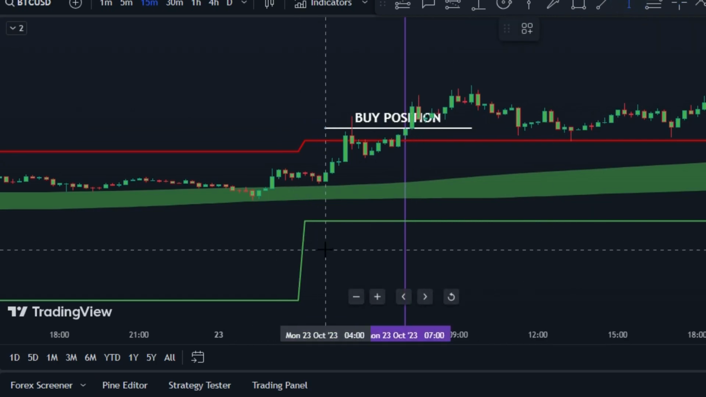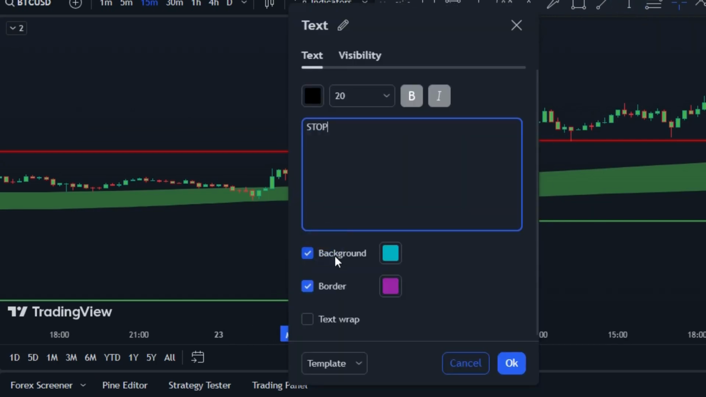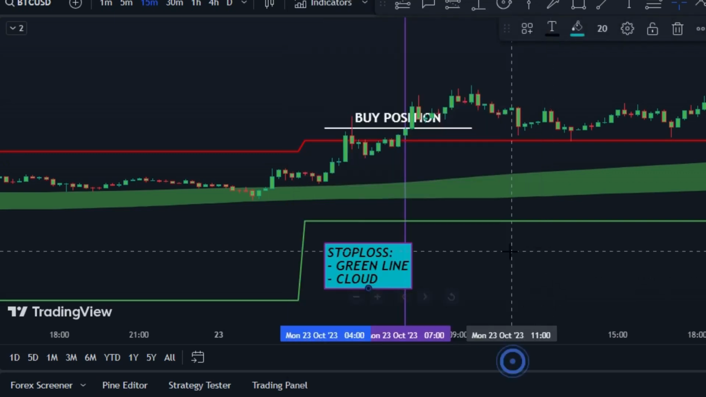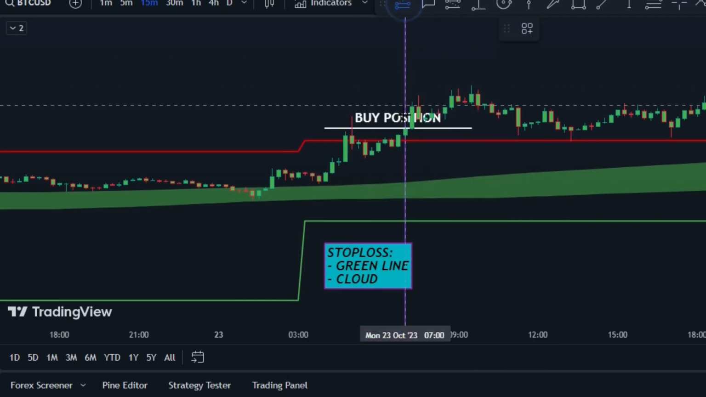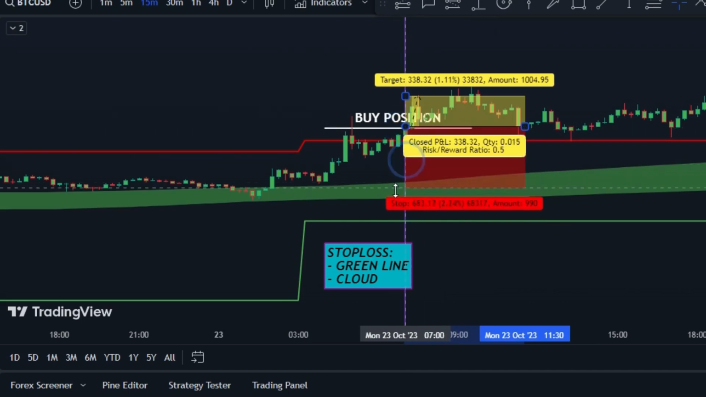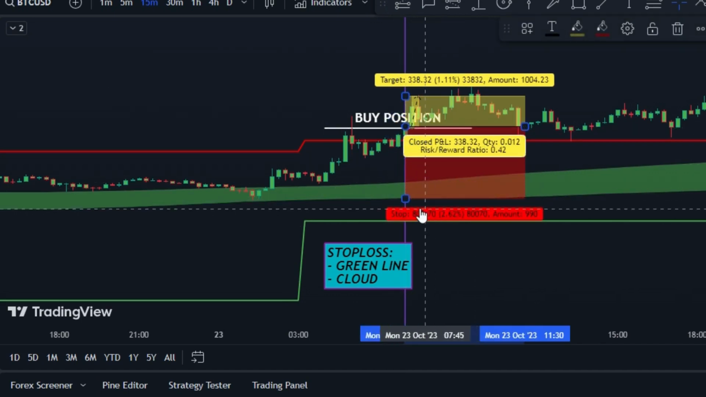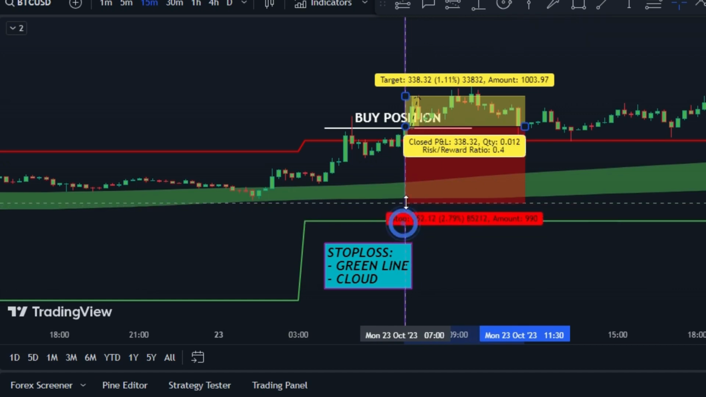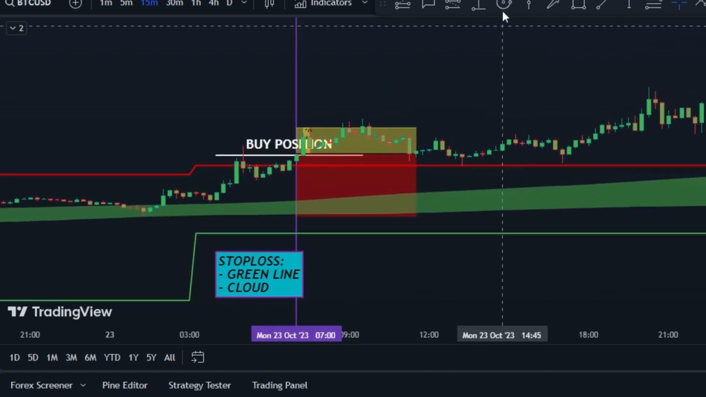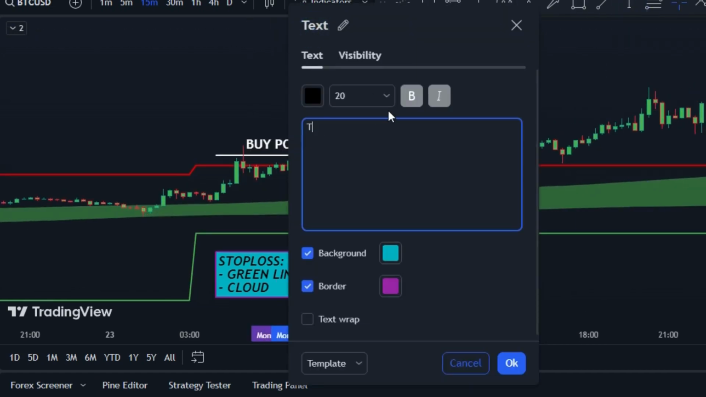Next, for setting your stop loss, you have two choices. You can either use the green line, which is the lowest price from yesterday, or you can use the green cloud as your stop loss level. Set your target at a risk-to-reward ratio of 1 to 1.5.